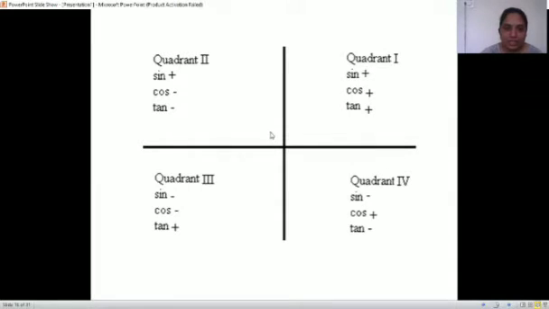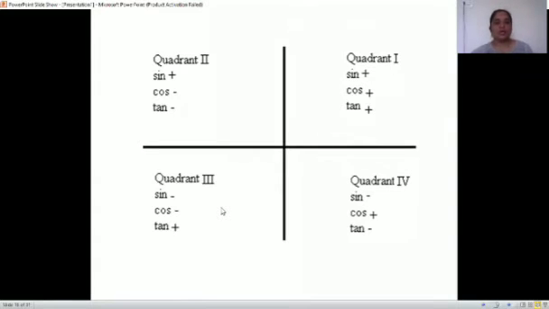5 pi by 4 is nothing but what? We have to check: is it pi by 2 plus something, or pi plus something, or 2 pi minus something? If we check 5 pi by 4, it is nothing but pi plus pi by 4. This is 0, this is pi by 2, this is pi, this is 3 pi by 2, and this is again 2 pi. So pi plus pi by 4 is 5 pi by 4, somewhere here, in the third quadrant.